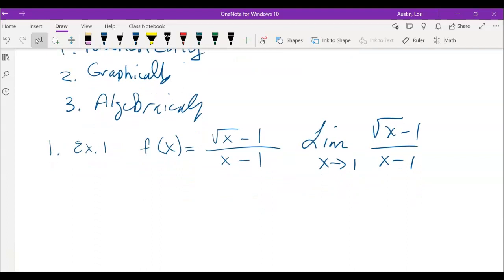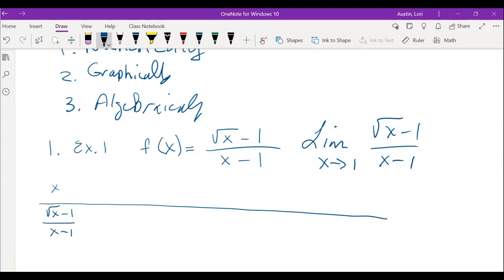Again, I told you this is tedious. So to find it numerically, I need a table of values. Okay, and in the center of my table of values, I'm going to put the value there. I am going to attempt to figure out what's happening at 1. Okay? I don't know, because I can't plug it in.